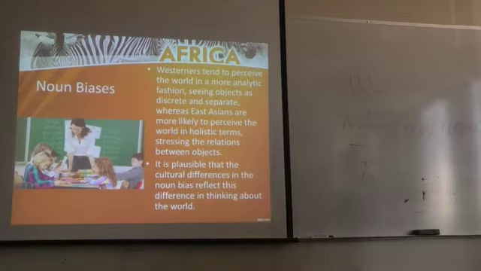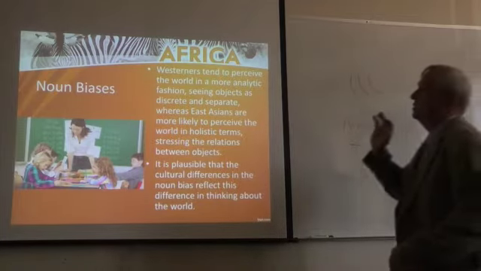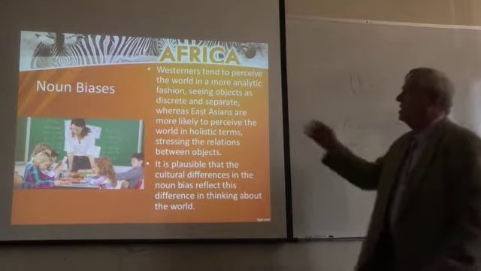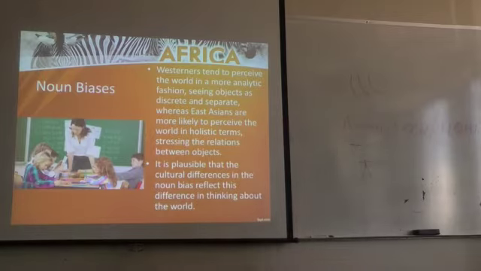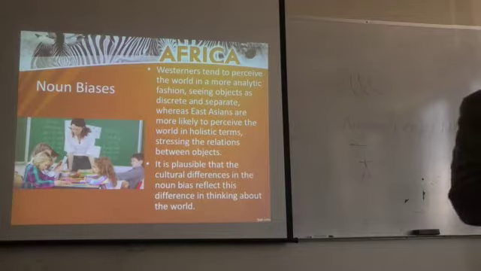Westerners tend to perceive the world in a more analytic fashion, seeing objects as discrete and separate, whereas East Asians are more likely to perceive the world in holistic terms, stressing the relations between objects. And for that reason, we have a difficult time dealing with things.